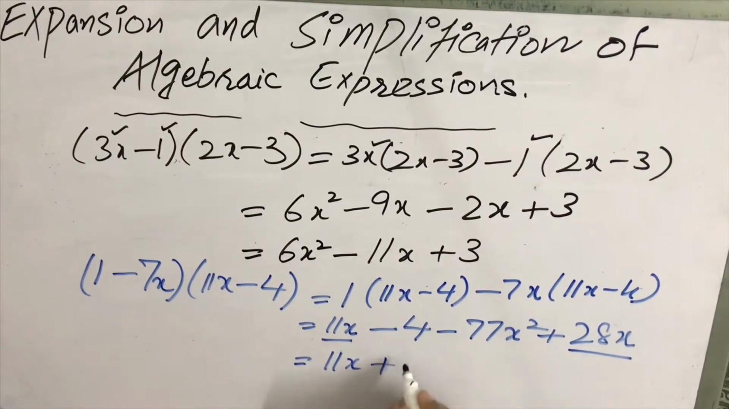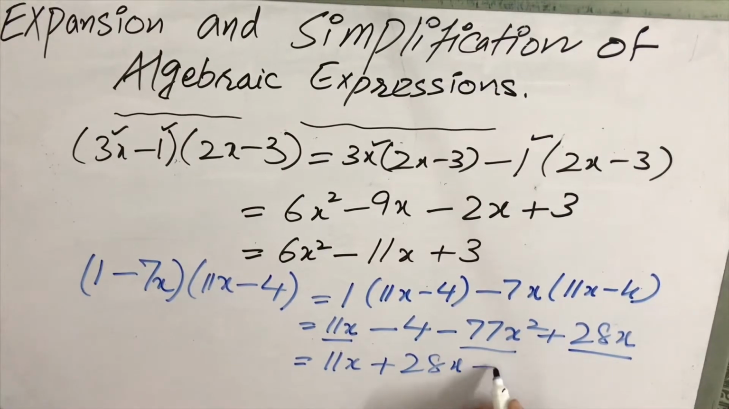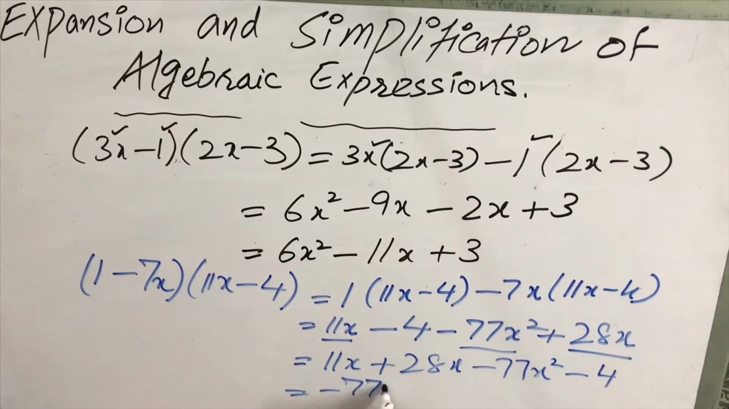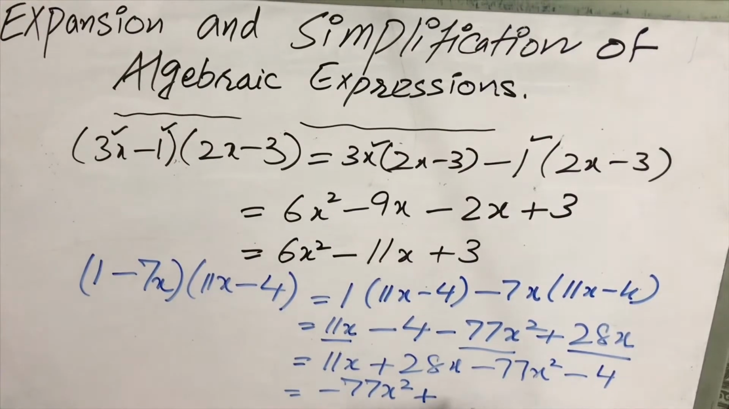I arrange them. 77x square, I should write it in the start. Okay, I write it in my next step. 77x square, as it has coefficient x square, so I shall write it in the start, but there is no hard and fast rule for it. But for convenience we write first x square then x. 11x and 28x both are positive, so it is 39x minus 4.